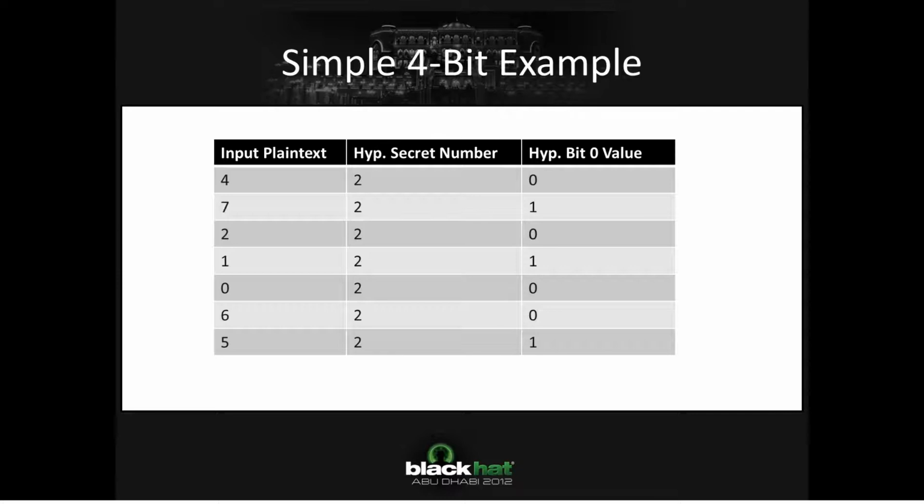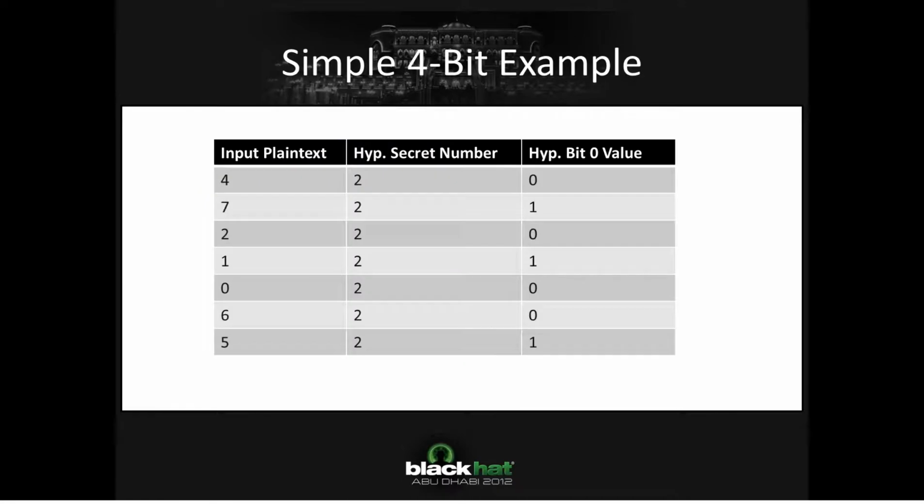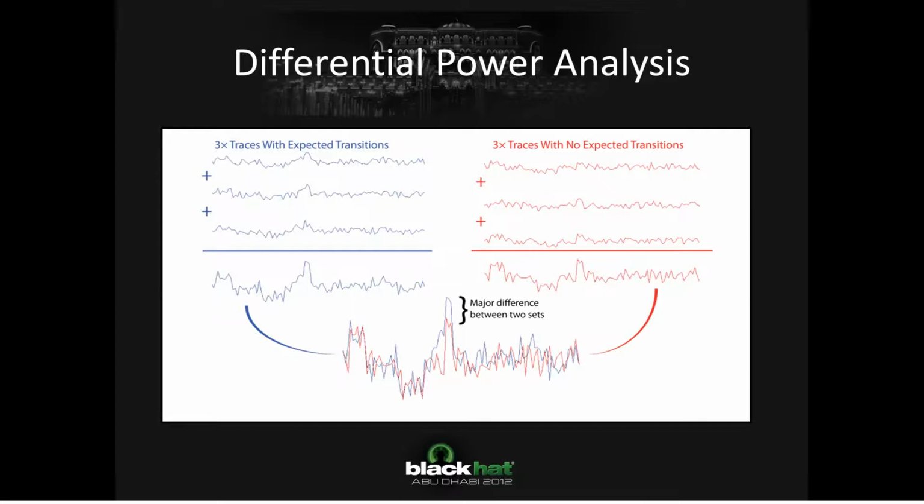But what I could do is, remember, every time I've put in a plain text, I've been measuring the power that the device is taking to do this addition. And I split all of those into 2 groups. So I take one group where, for example, I'm saying the bit's 1 in this group. So in this power trace here, this intermediate value is 1. In the other group, this power trace, I'm going to say that bit is 0.